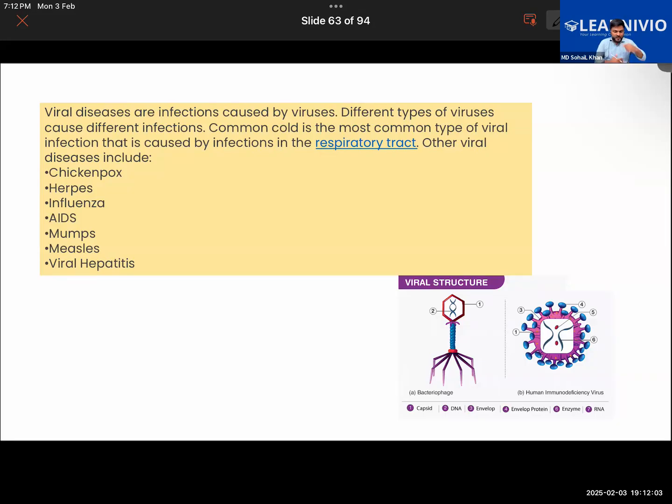Okay. One of the most common viral diseases is the common cold. I'm sorry, this common cold is the most common type of viral infection that is caused by infections in the respiratory tract. Apart from that, you have got chickenpox, herpes, etc.